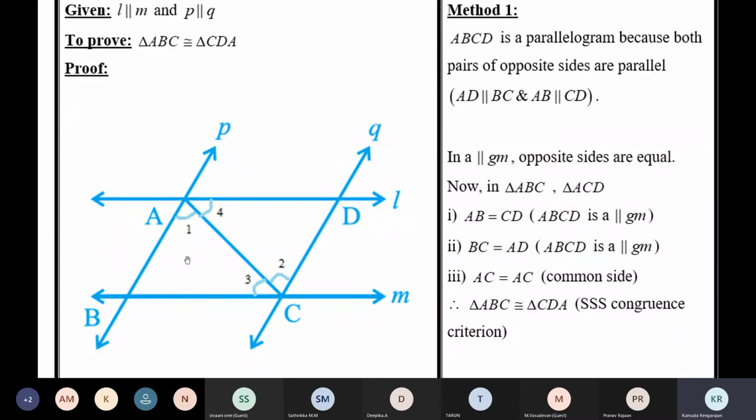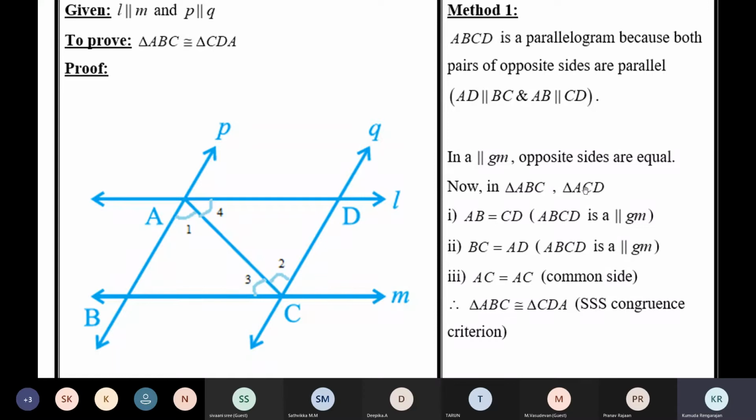Okay, now take up the triangles ABC and ACD. Take up the two triangles which have to be proved congruent. When I say the first triangle, it is triangle ABC. Second triangle is ACD. You can also take ACD as the first triangle and ABC as the second triangle.